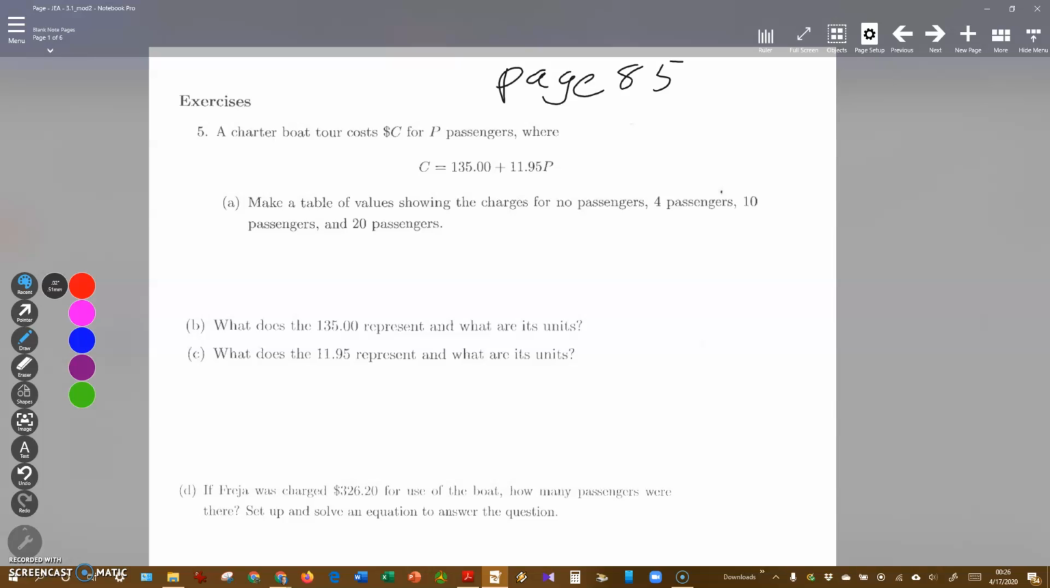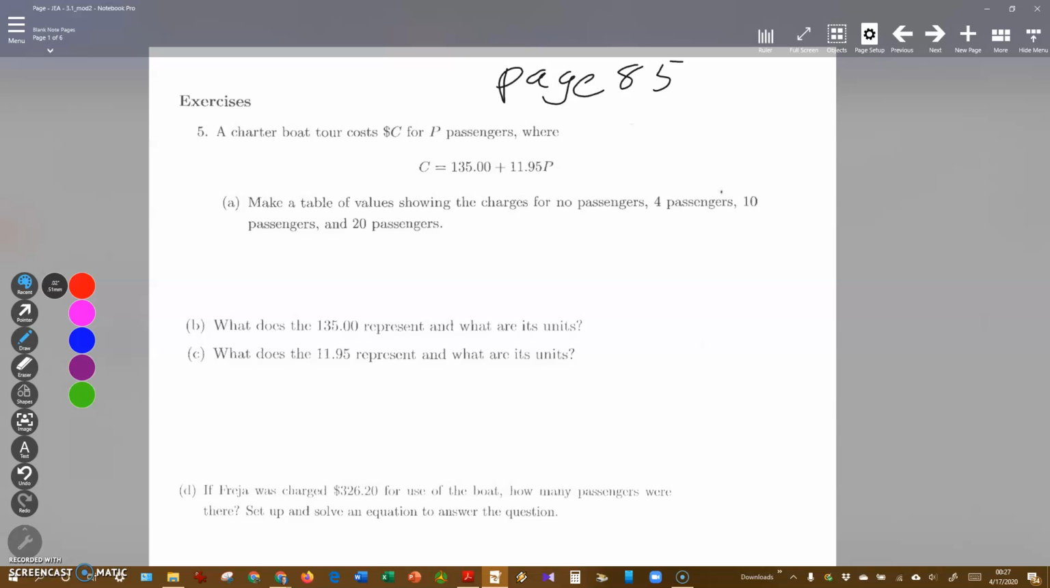where the relationship between C and P is modeled by this equation. C is equal to 135 plus 11.95 times P. Now recall that P is the independent variable of this situation, and C is the dependent variable. That's why the equation is written this way. C is equal to all of that because that's what we're often trying to calculate. So that becomes our dependent, and P, representing the number of passengers, is our independent because we can choose any number of passengers for this story, and that will determine what the cost is going to be.